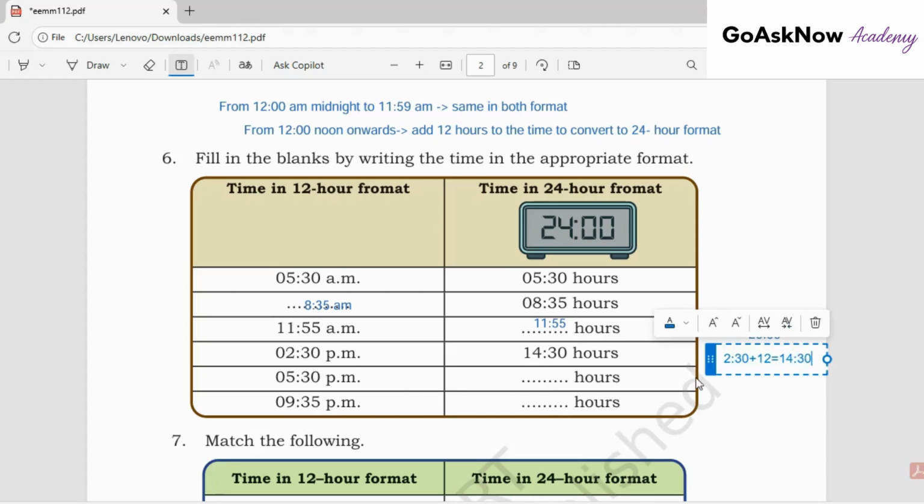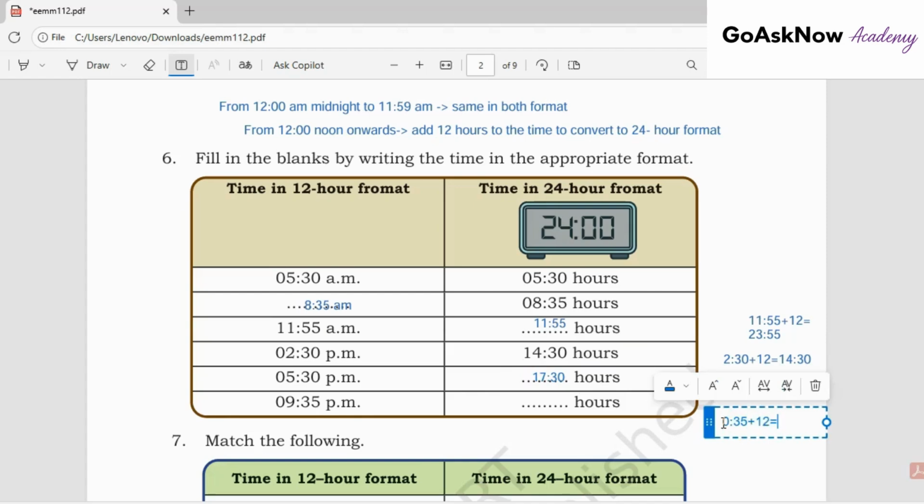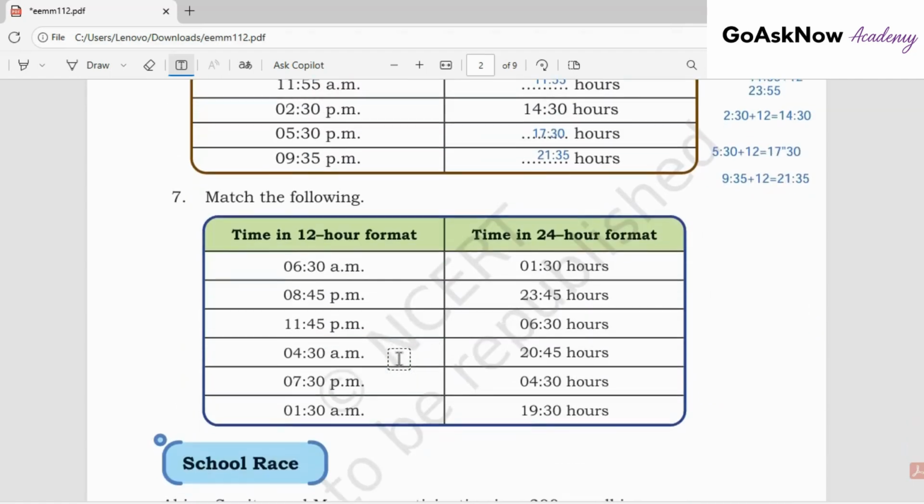In the same way we have to add 5:30 plus 12, which is equal to 17:30. The answer is 17:30 hours. Next, 9:35 plus 12 is equal to 21:35, which is 21:35 hours.